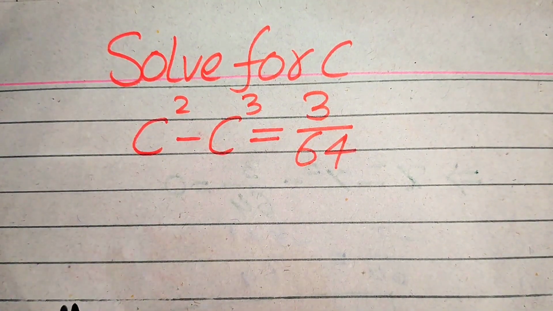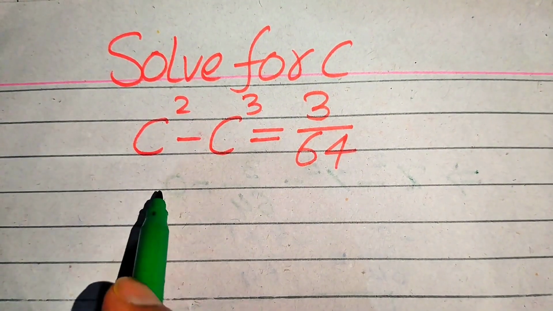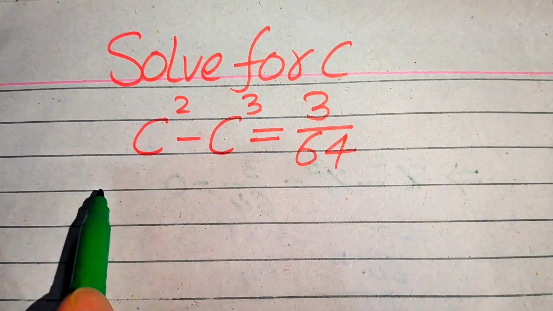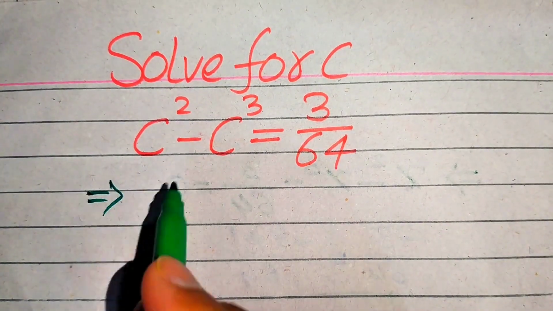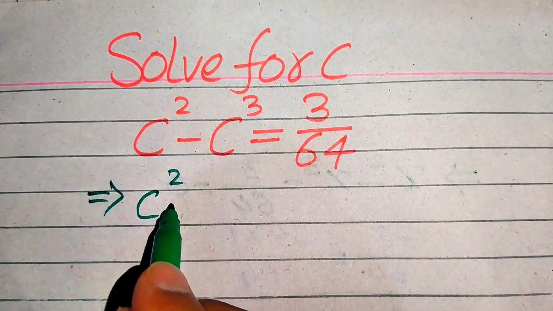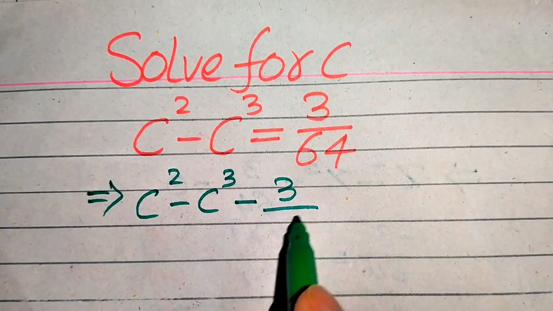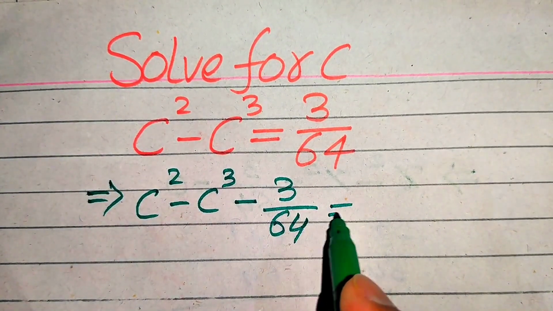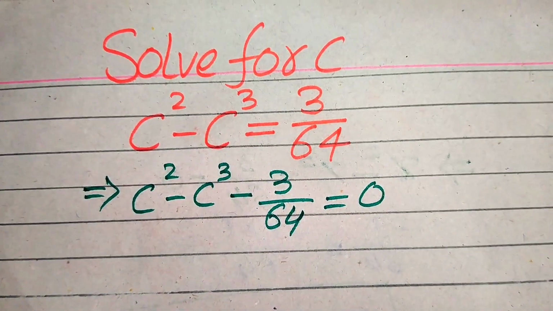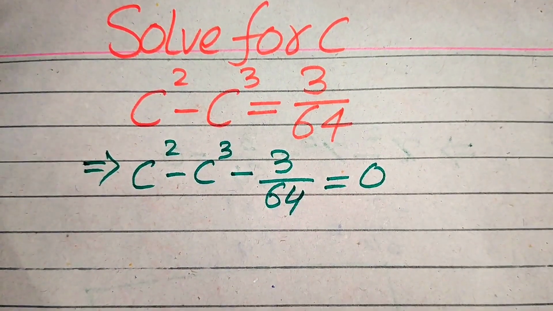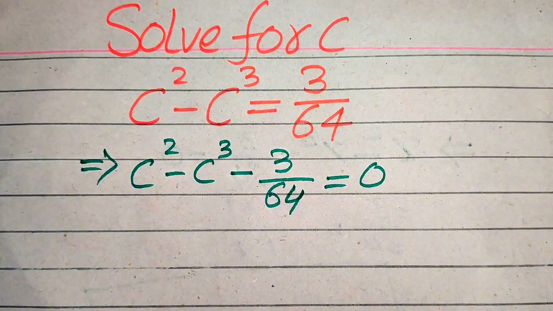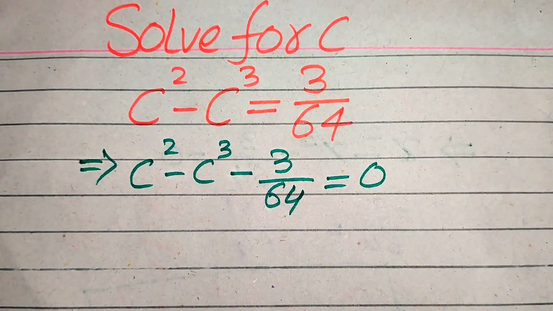The very first step we are going to do is, first we move this 3 over 64 to the left hand side, and it will be written as c square minus c cubed minus 3 over 64 is equal to 0. And further in the next step we need to focus on the term minus 3 over 64.